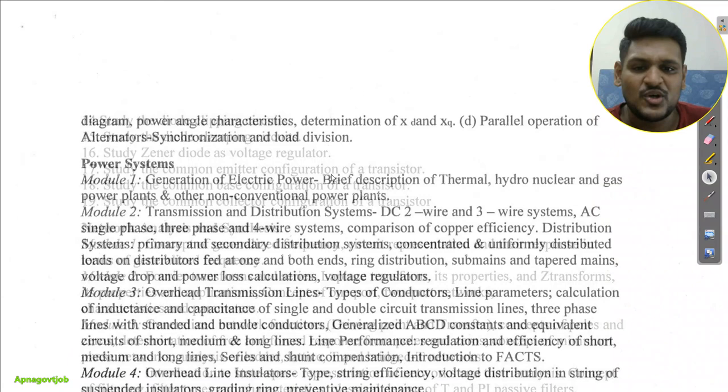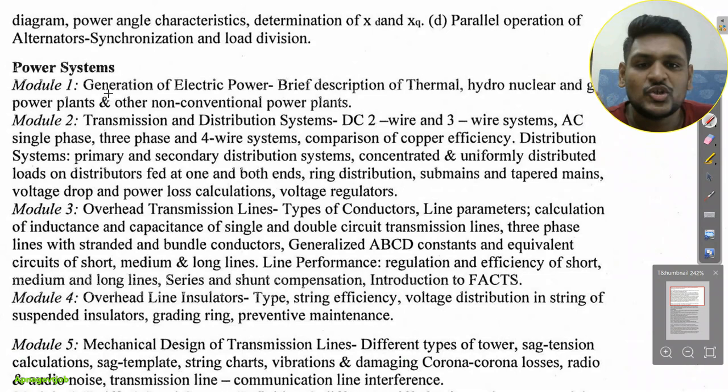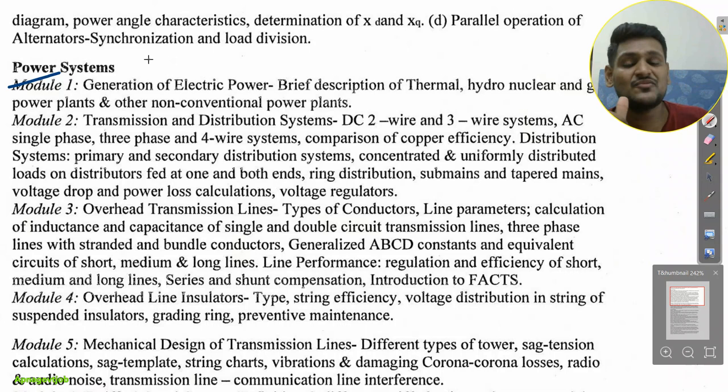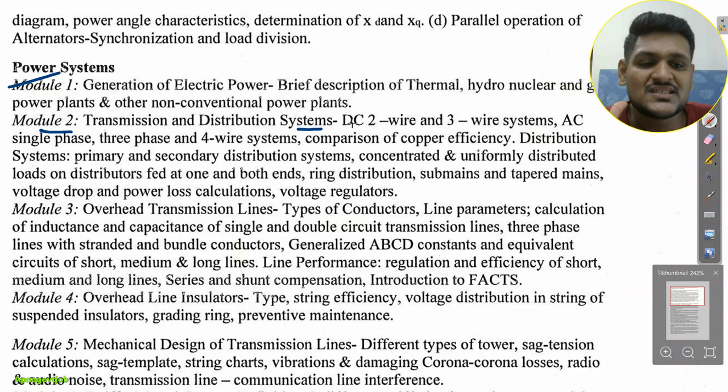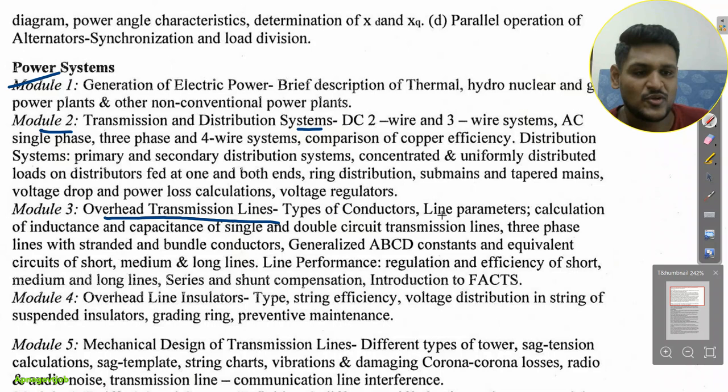Yes, power system. Module 1 is generation of electric power, a brief description of thermal, hydro, nuclear and gas power plants. Very important, okay? Power plants are very important. Definitely in NMDC, power system will play a major role, so just be careful in that. Module 2, transmission and distribution system, definitely the whole of module 2 you will do. Module 3 also: overhead transmission lines, types of conductors, line parameters, the whole distribution you will do. Overhead line insulators also, the whole thing you will do.